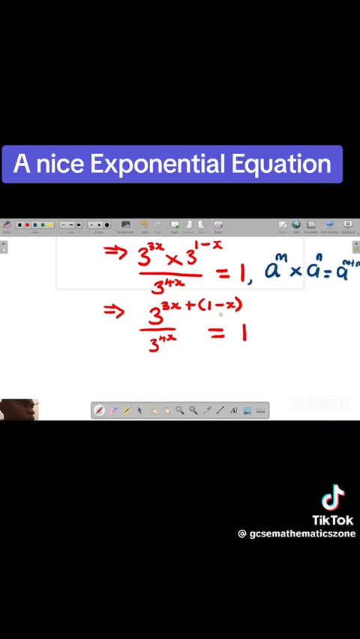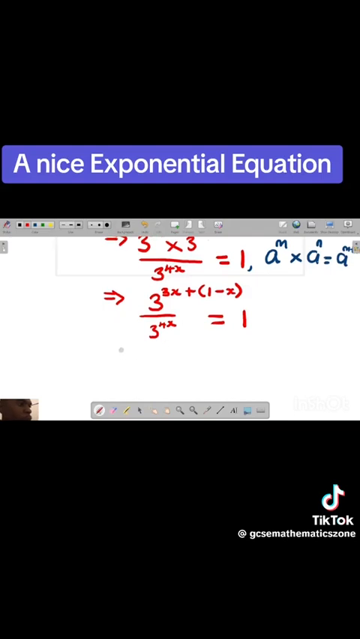So we can expand the brackets. We are going to have 3 to the power 3x. Then here it's like you have an invisible 1, so it's like positive 1 times 1, you have positive 1. Positive 1 times negative x will be negative x. Then over 3 to the power 4x is equal to 1.